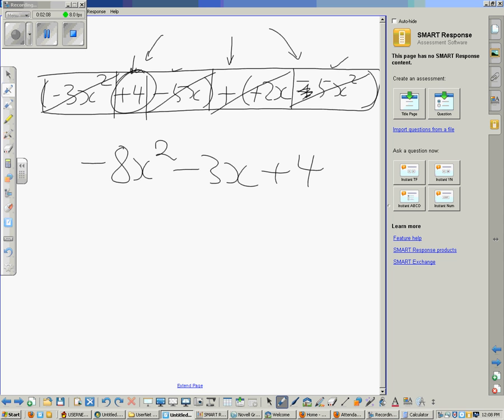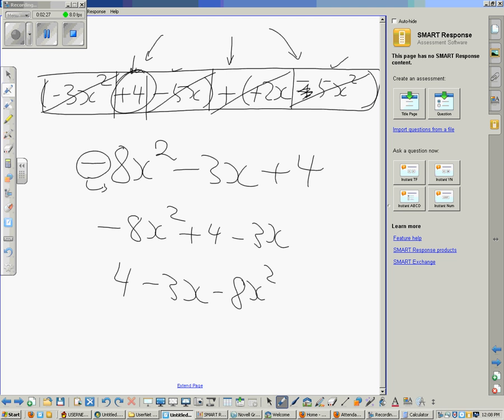You could have any variation. You could have negative 8x squared plus 4 minus 3x. That's the same thing. Or you could have 4 minus 3x minus 8x squared. Rearranging the terms does not affect the value of the trinomial. So you can do it any way you want, as long as you keep this 8x squared negative, you still can keep it that way.